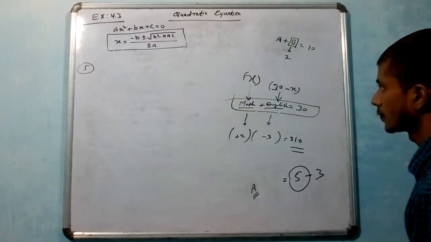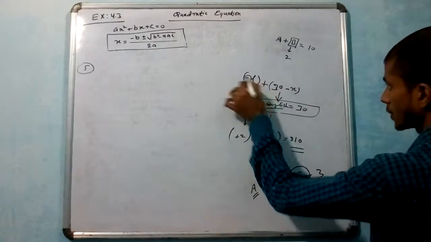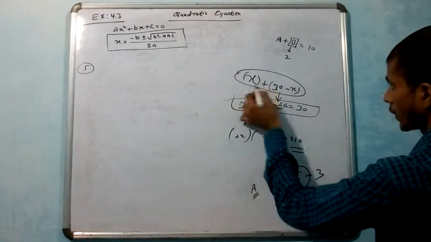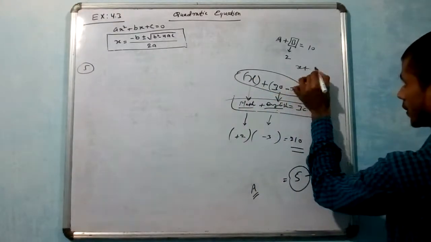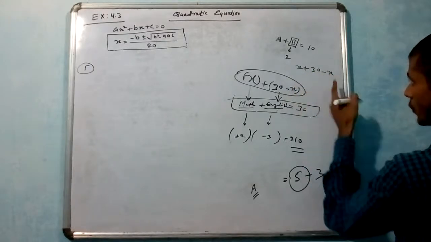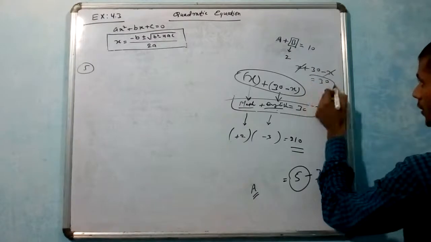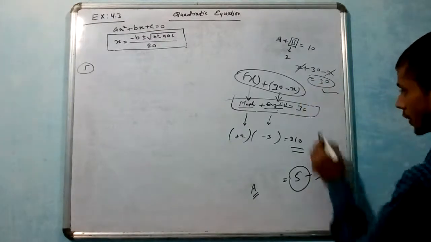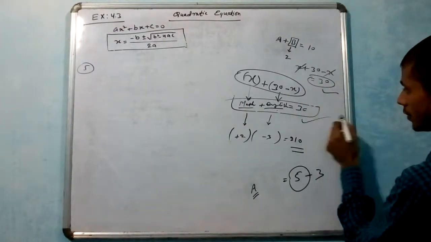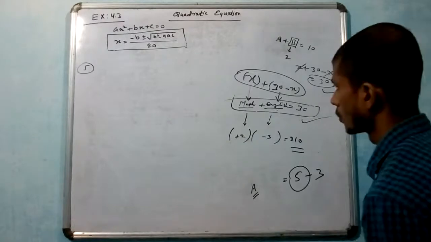So if we add these two values, see what will happen: x plus 30 minus x. Minus x plus x will cancel, and we will get 30. So we are getting 30, that is the condition required, satisfied? So either English or maths, we can assume any one.